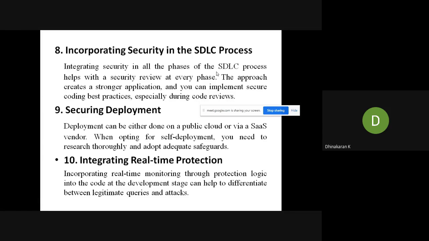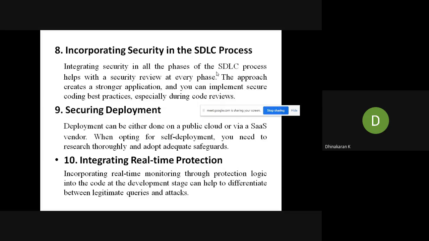And securing a deployment. Deployment can be done either on a public cloud or with a SaaS vendor. When opting for self deployment, you need to research thoroughly and adopt adequate safeguards.